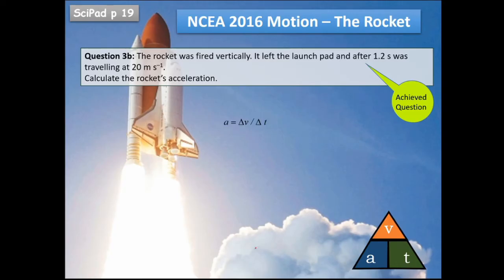So let's see what the model answer is. So delta V over delta T, 20 minus 0, that makes sense. 1.2 minus 0, so that gives us 16.67 or 17. No, I don't like that one there. We can stay with that.